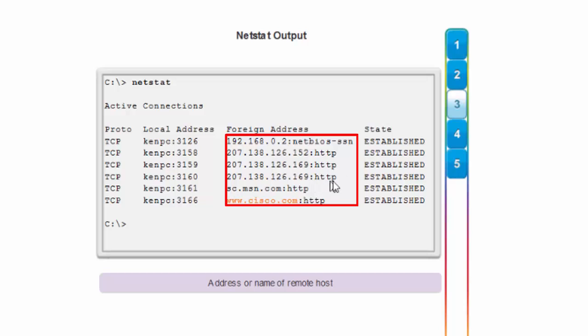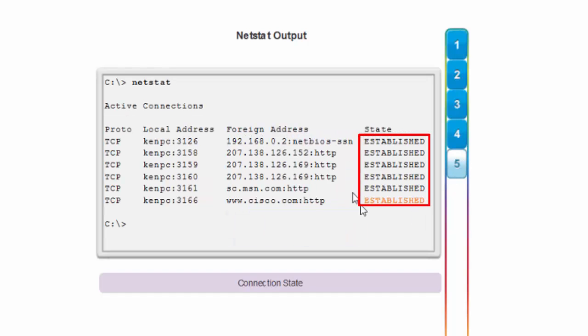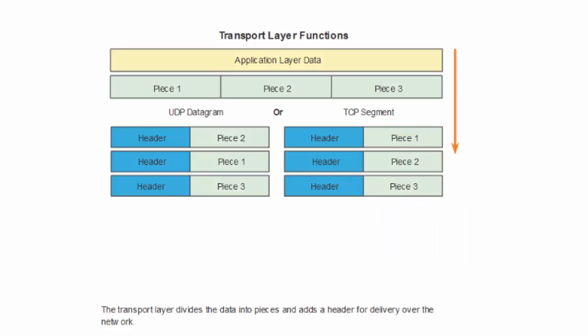If this is not one of the well-known services, then we have to put the port number in the range of the registered port numbers. But here all the services are well-known services, and in that case we put the name of the service. Okay, so this is the destination port number, and finally this is the connection state. We see that all the connections are established, which means that the connection is already up and running, and the communication is happening.